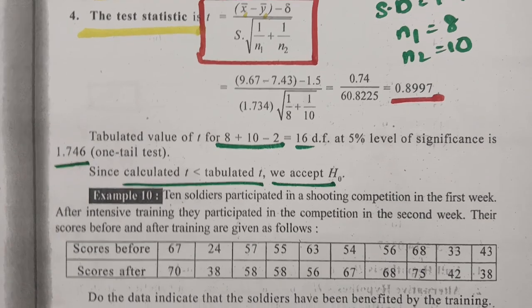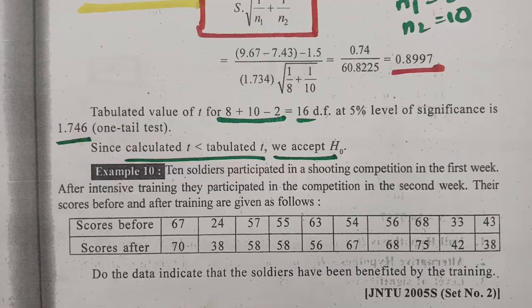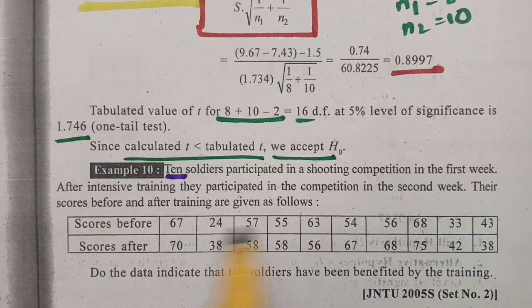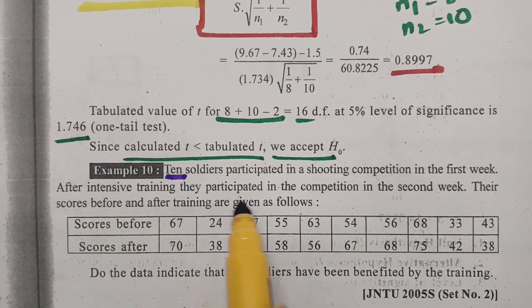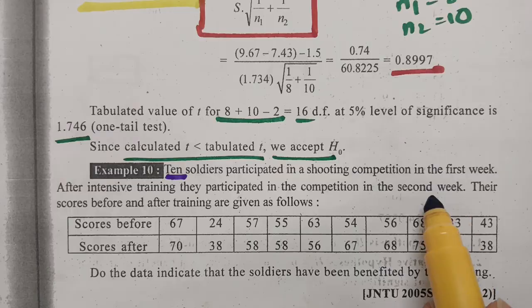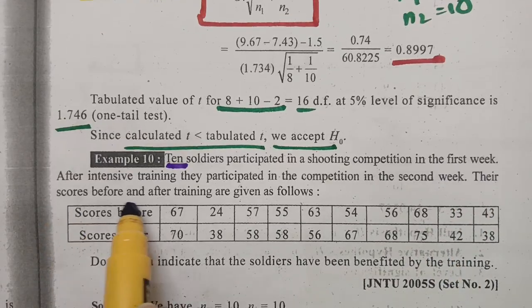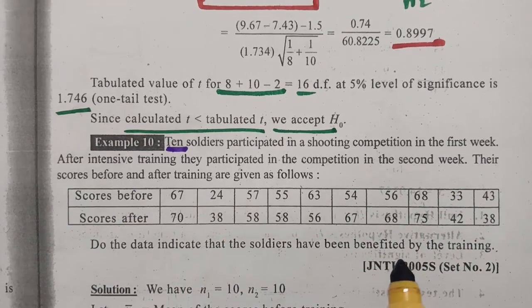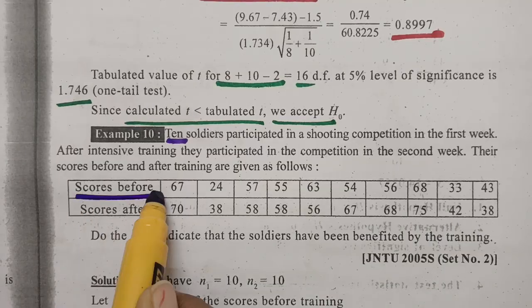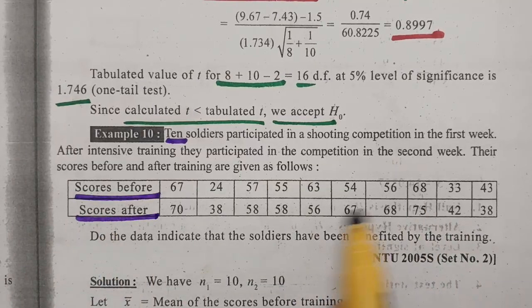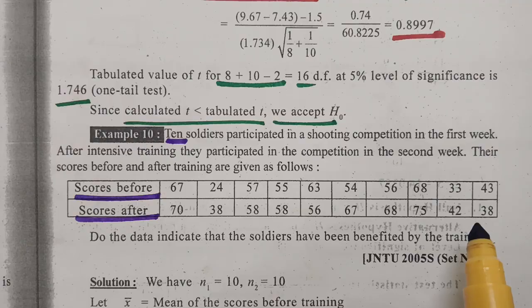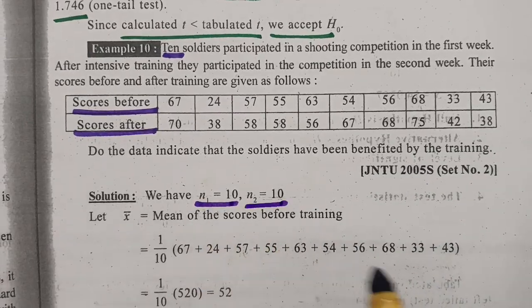The next question, 10, is about 10 soldiers. 10 soldiers participated in a shooting competition in the first week. After intense training, they participated in the competition in the second week. Their scores before and after training are given as follows. These are all the scores given for 10 soldiers. So N1 is equal to 10 and N2 also 10.